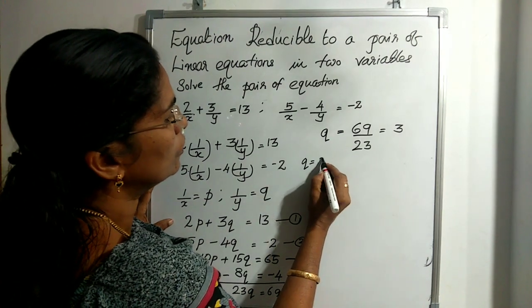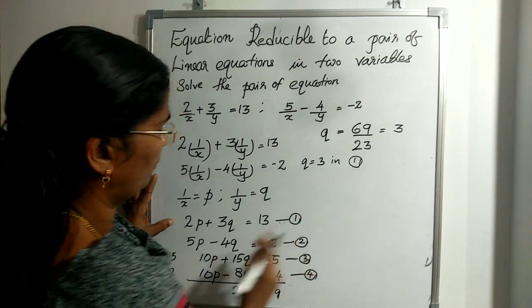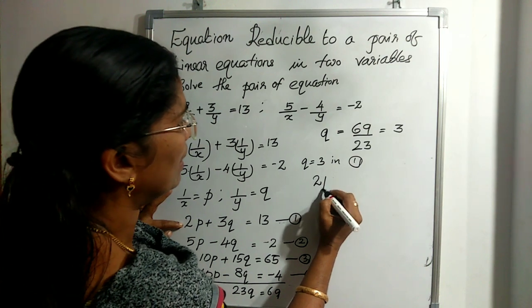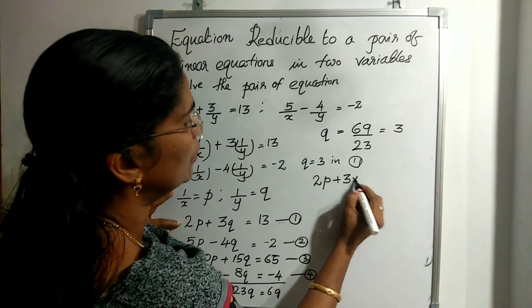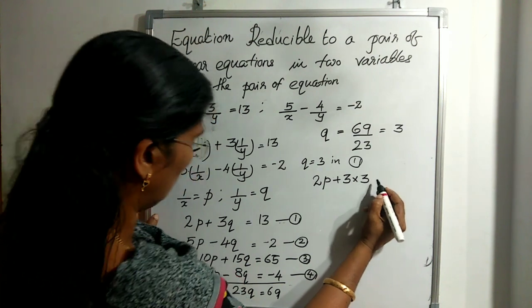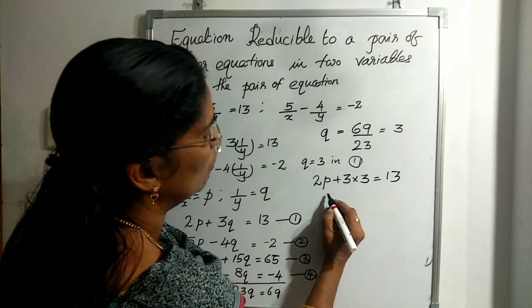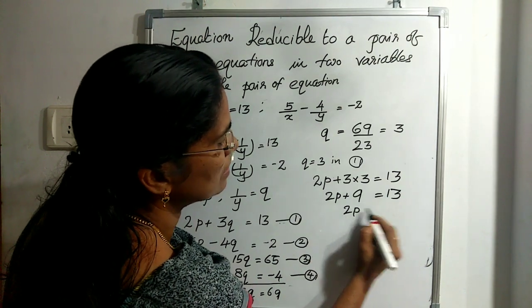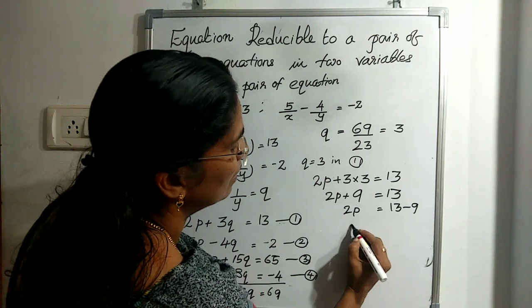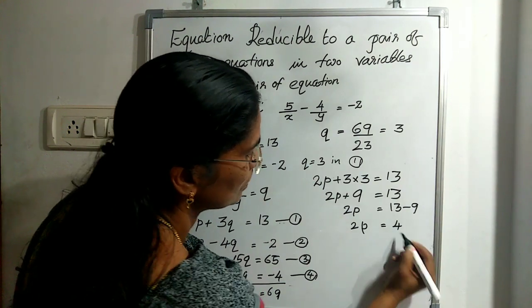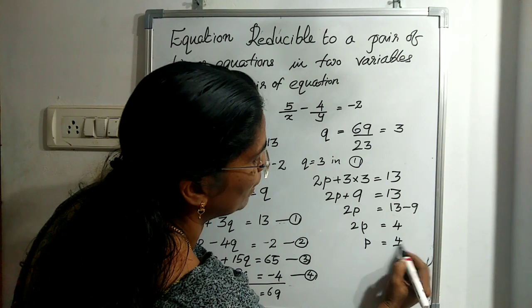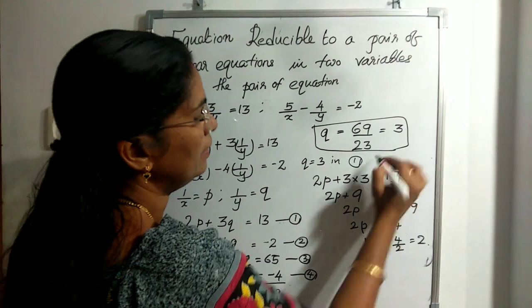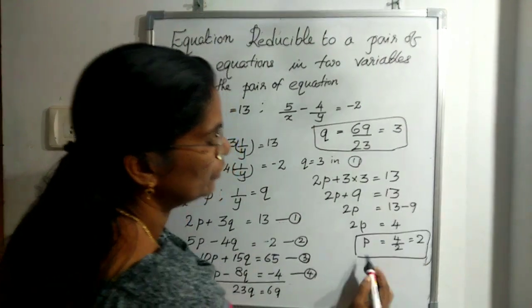So q is equal to 3 in equation 1. It becomes 2 into p plus 3 into q, and instead of q it becomes 3, that is equal to 13. Or 2p plus 9 is equal to 13, 2p is equal to 13 minus 9, or 2p is equal to 4, so p is equal to 4 by 2, the answer is 2. So q is equal to 3 and p is equal to 2.